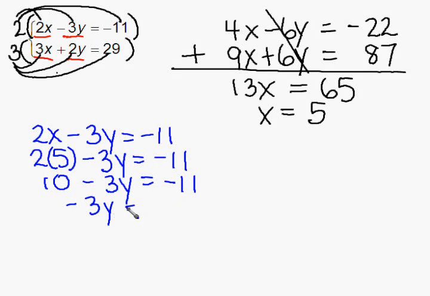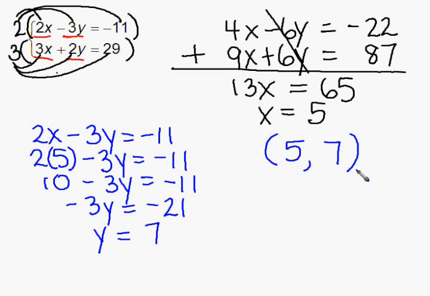So now that I've created opposite coefficients on y, I'm ready to add to solve this equation. So 4x plus 9x gives me 13x. Negative 6y and 6y add up to be 0, so the y's are eliminated. And negative 22 plus 87 gives me 65. Dividing both sides by 13, I get that x is 5.